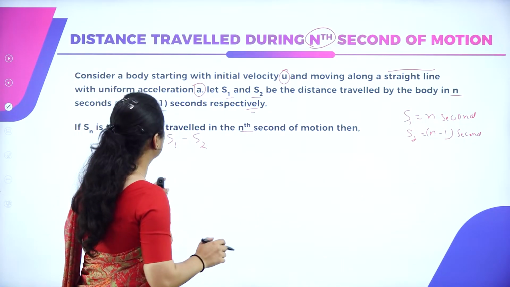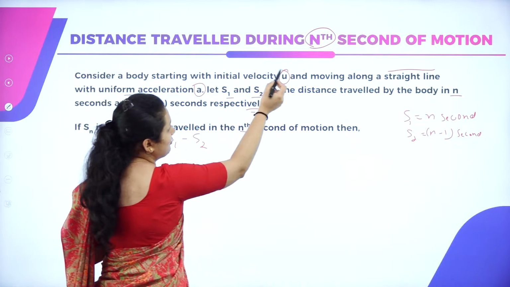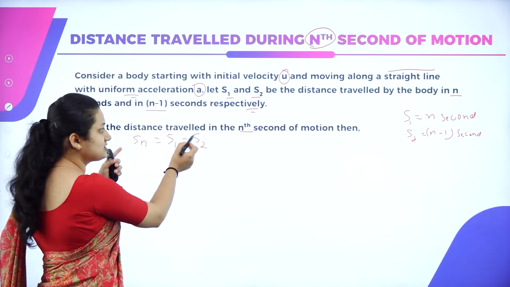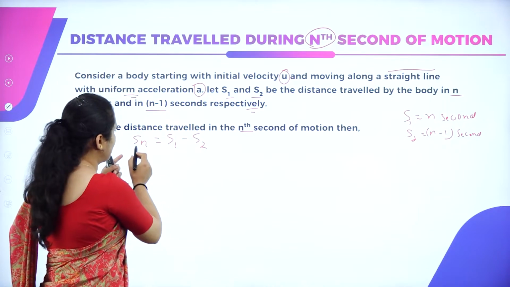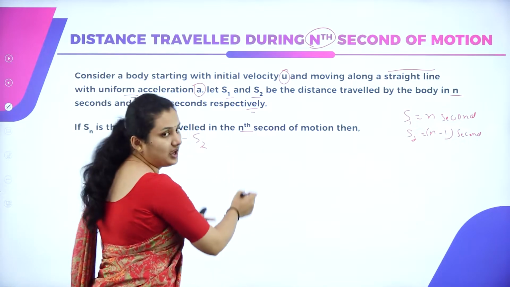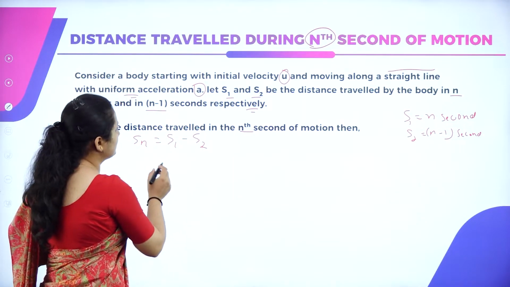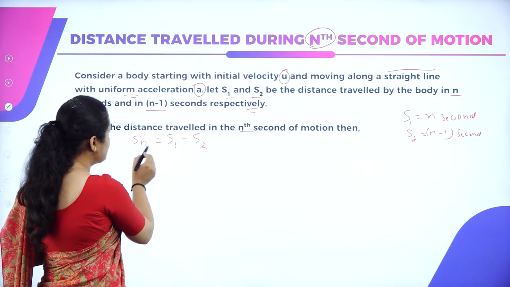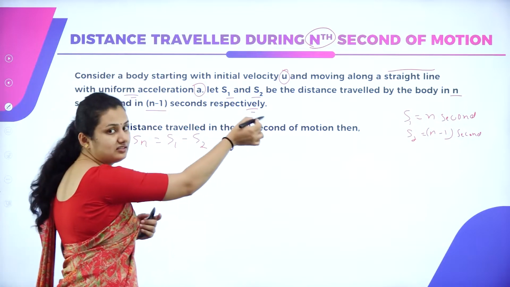So how will you calculate? They have asked you to calculate the distance traveled in the nth second. So Sn is the distance traveled in the nth second. So I'll take Sn is equal to S1 minus S2. If you subtract both the distances, you will get the distance Sn for the nth second.